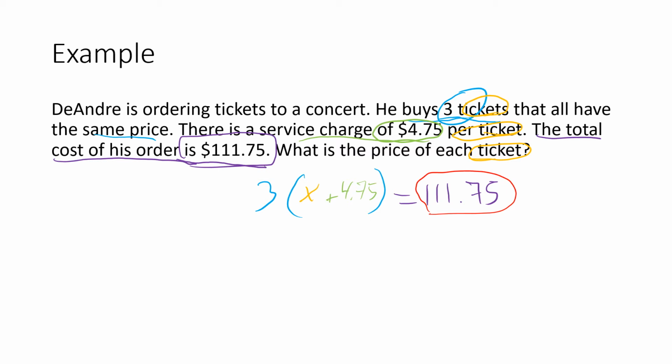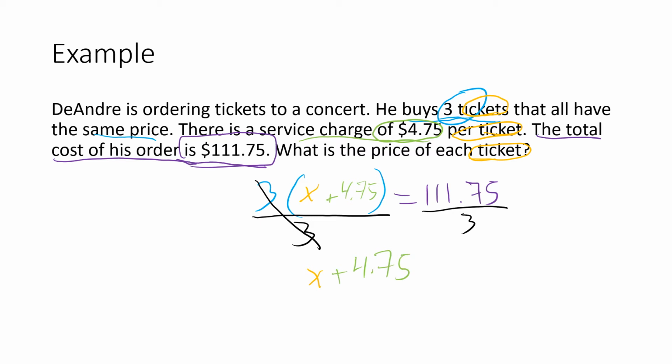Let me get rid of those red circles. And so over here, we're going to divide by 3 to get rid of those 3's, and we divide by 3 over here. So our new equation now is going to be X plus 4.75 equals, and 111.75 divided by 3 happens to be 37.75. Oh, excuse me, 37.25.